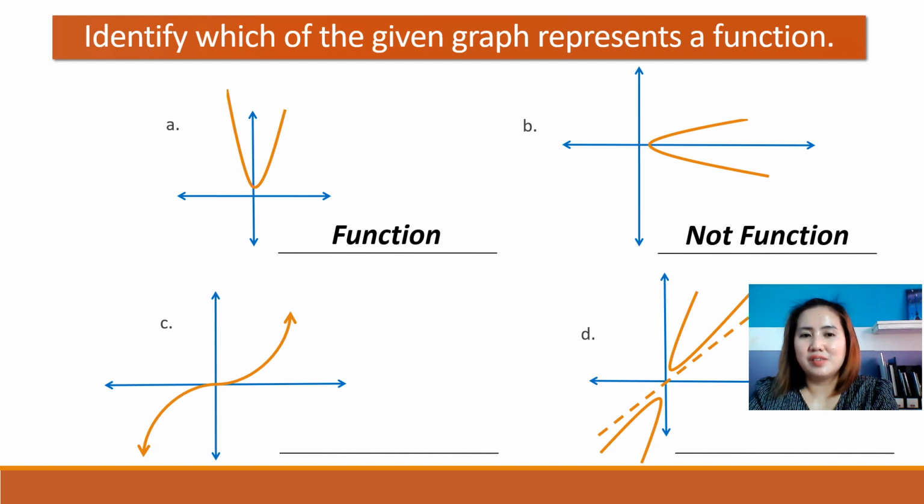Now for letter C, what do you think is the graph? Is it a function or not function? If you answer function, you are correct. Because if you're going to draw a vertical line, it will touch the graph at a single point in any part. What about D? Is it a function or not function? If your answer is not function, you are correct. Because there are points where the vertical line will touch the graph at 2 points. So meaning to say, it is not a function.